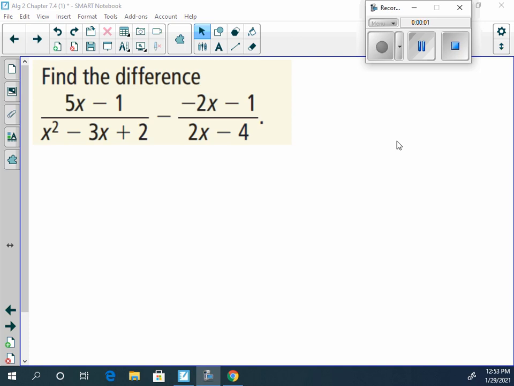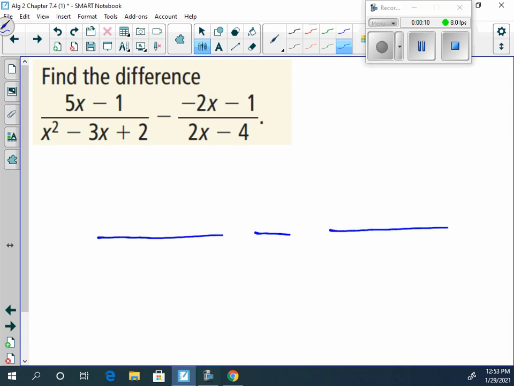Get this started here. So when we look at this, we're really continuing on with what we did yesterday with our subtractions, or adding and subtracting. And again, the numerators are not going to change. We're not going to factor them, because if we factored them, we would have to undo it to be able to add or subtract the two together. But we do need to factor the denominators so we can see what we need to do to get them to be the same.